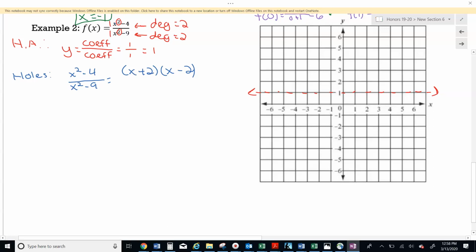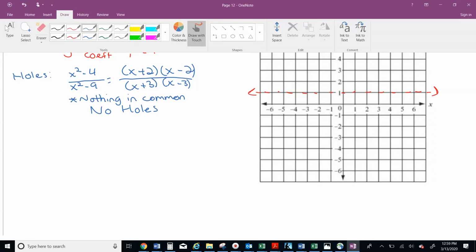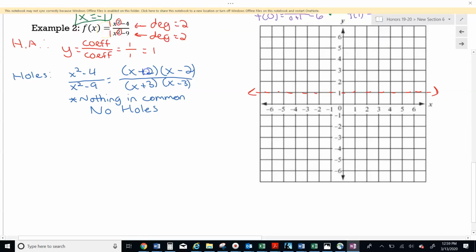Right, so x squared minus 4, if I take the square root, I get x plus 2 and x minus 2. Same thing here, I get x plus 3 and x minus 3. Here I have nothing in common, so there's no holes. Holes only occur, we're not going to have a hole every time, holes only occur when we have common factors.